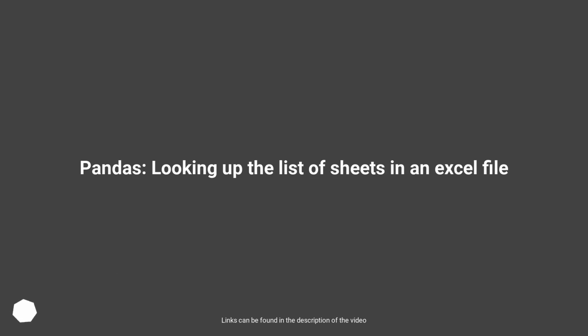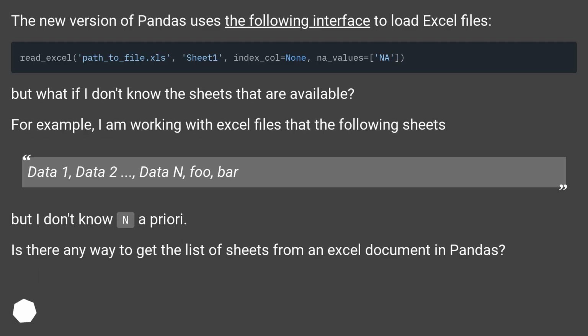Pandas, looking up the list of sheets in an Excel file. The new version of Pandas uses the following interface to load Excel files. But what if I don't know the sheets that are available?